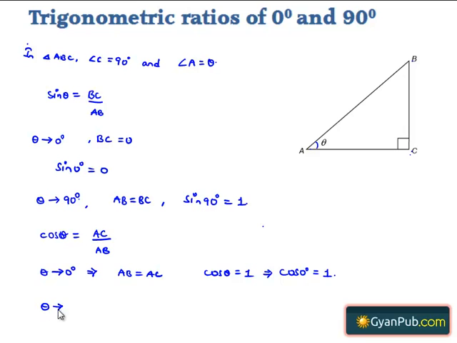Similarly, let us consider that theta tends to 90 degrees, which implies AB coincides with BC and AC distance will be equal to 0. Therefore, cos 90 degrees will be equal to 0.